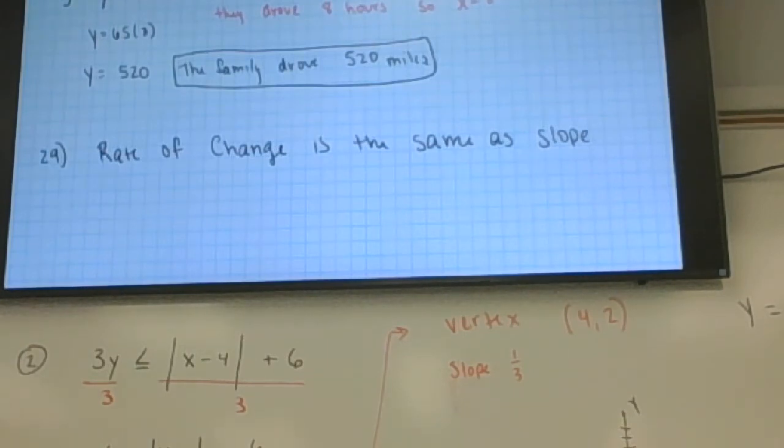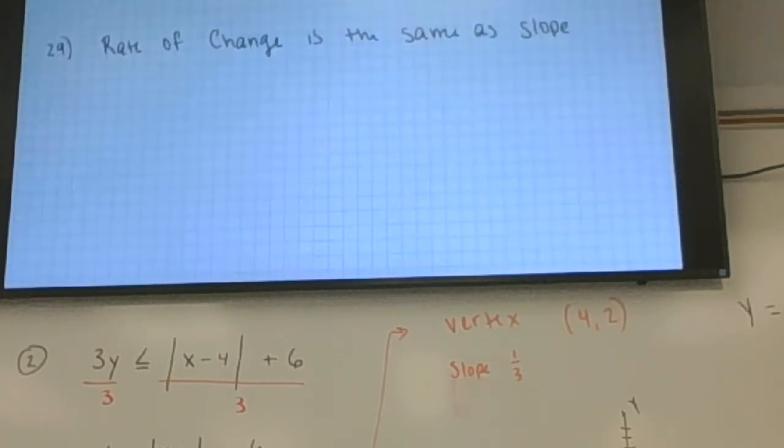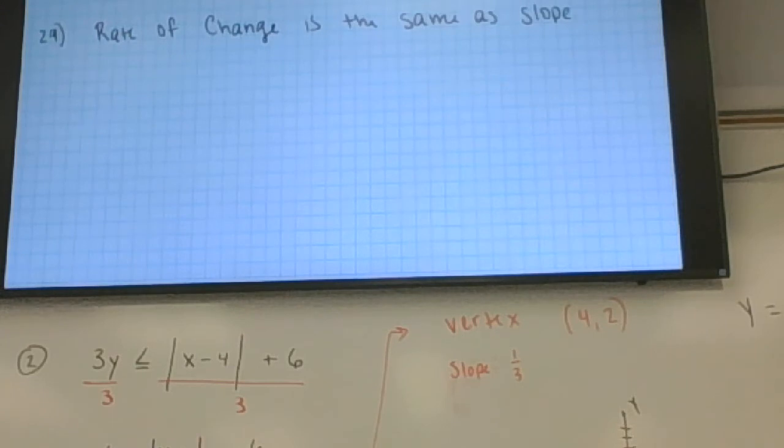Where's the slope formula? Number 29? If you flip the page, you will see it. What? It says find the rate of change between week 2 and week 5. So week 2 is 58 and week 5 is 100. Week 2 is 58, so that's like an ordered pair, (2, 58).